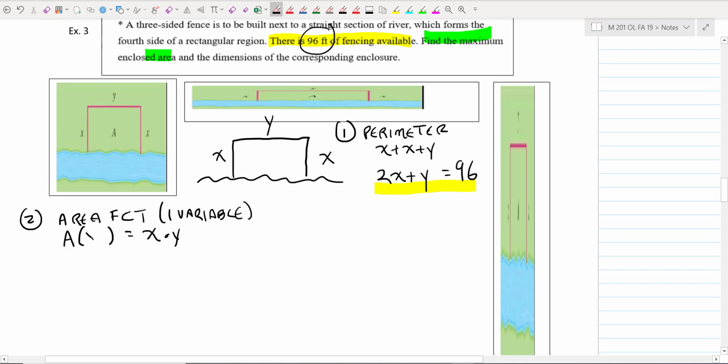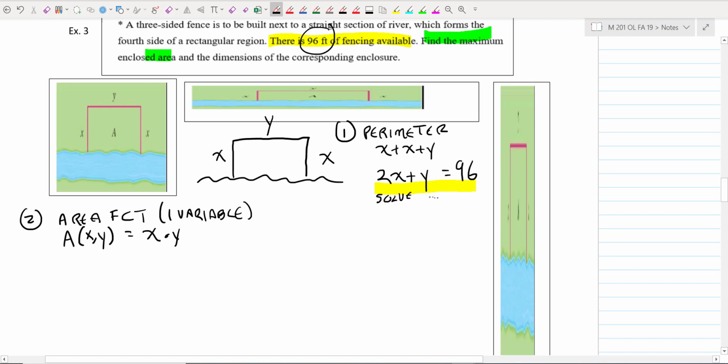Right now, this is in 2 variables. You haven't seen this kind of function notation, but you'll see this in a Calc 3 class. A of x, y, if your function has 2 variables, is written like that. So what we have to do is trim it down to 1 variable. So we're going to work with the perimeter equation.